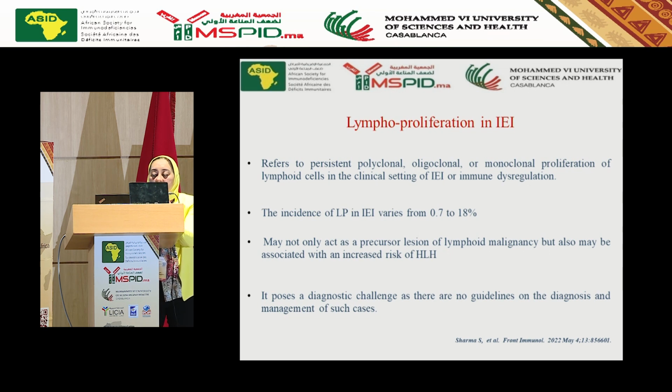It refers to persistent polyclonal, oligoclonal, or monoclonal proliferation of lymphoid cells in the clinical setting of an underlying inborn error of immunity. The incidence is quite variable. It ranges from 0.7 to 18%. And having a lymphoproliferation is not only a risk of having a malignancy later on, but sometimes these patients also have an association with an underlying HLH. So this makes the diagnosis really challenging, as there are no clear guidelines on the diagnosis and management of these cases.